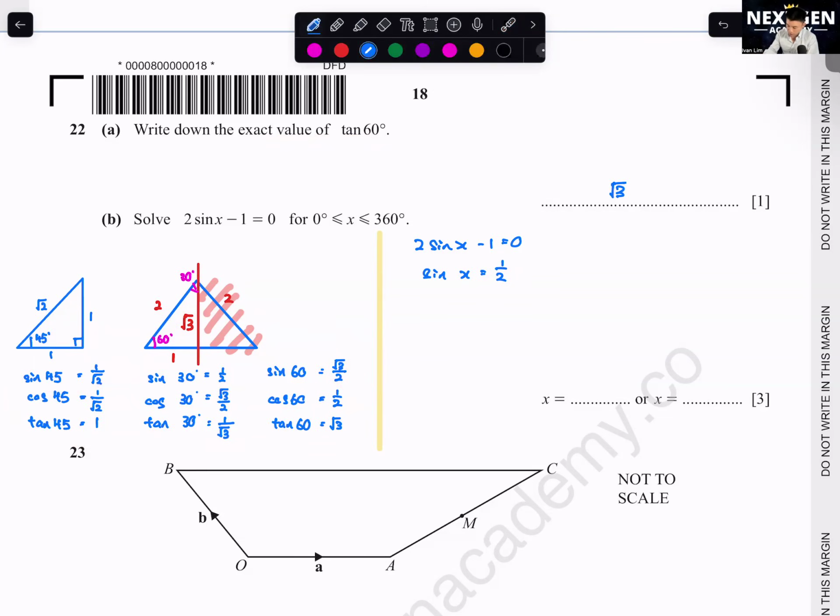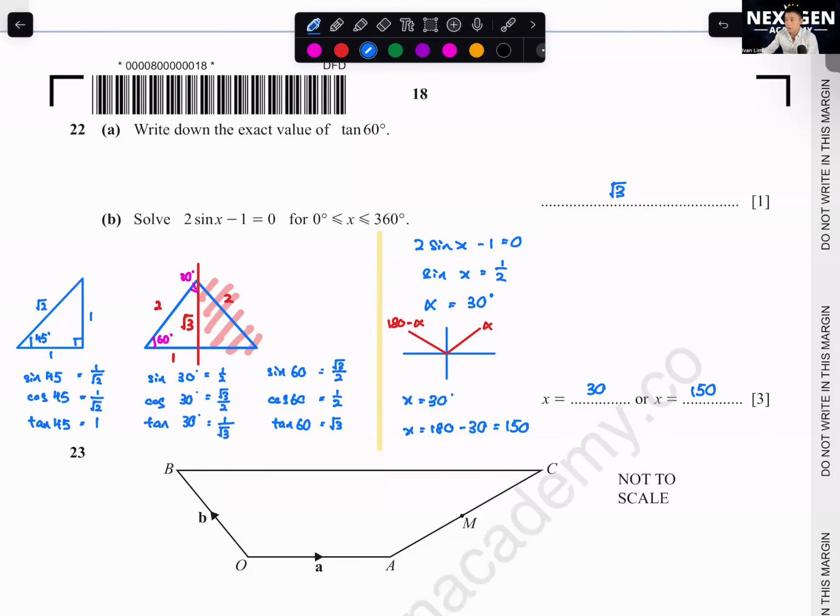This one, remember we have to find what is the base angle first, which is 30 degrees. Then you can use your ASTC. Which quadrants are we using? A and S. A is when your angle is alpha. Here is 180 minus alpha. So you get two answers. X is 30. X is 180 minus 30. So we get 30 and 150.